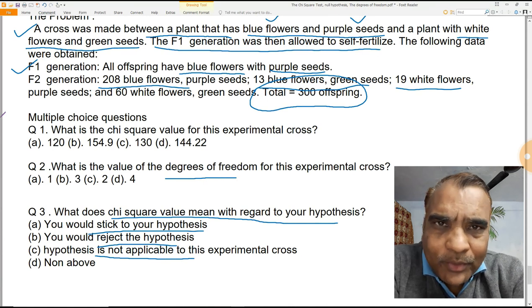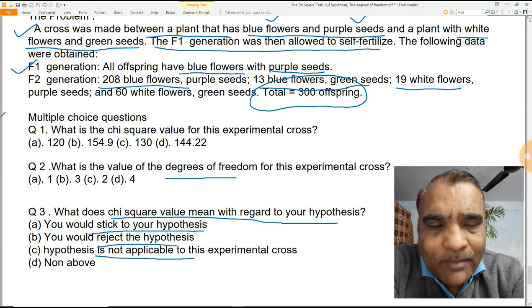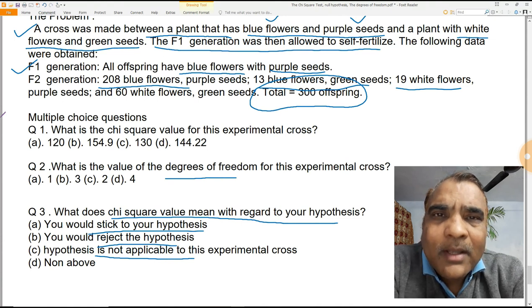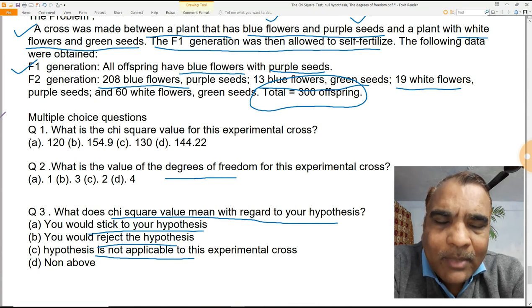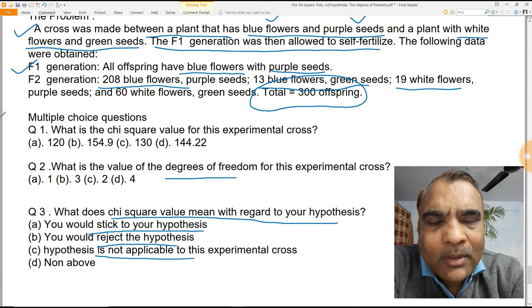So I have shown you the problem, and I have shown you the method, the steps by which we solve this problem. Right now I am delivering this lecture, and this lecture is available on my Android app. One more thing: in which genetics book this information is given, all the problems and the solutions. If you are interested in knowing the name of the book, I will post that information in the members group.